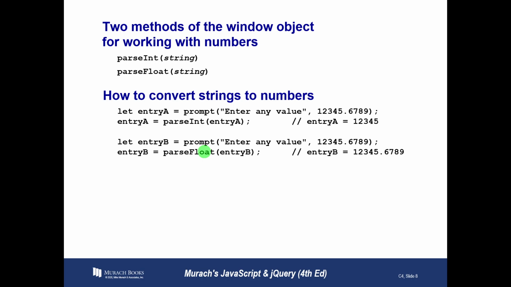Now, one thing to remember about all these methods of the window object is that we didn't have to type window.parseInt or window.parseFloat or window.prompt, because the window object is the global object. It is always available to us, and we don't have to type window dot before we use one of those. Any of the methods of the window object can be used with just naming the method without using the object name first.